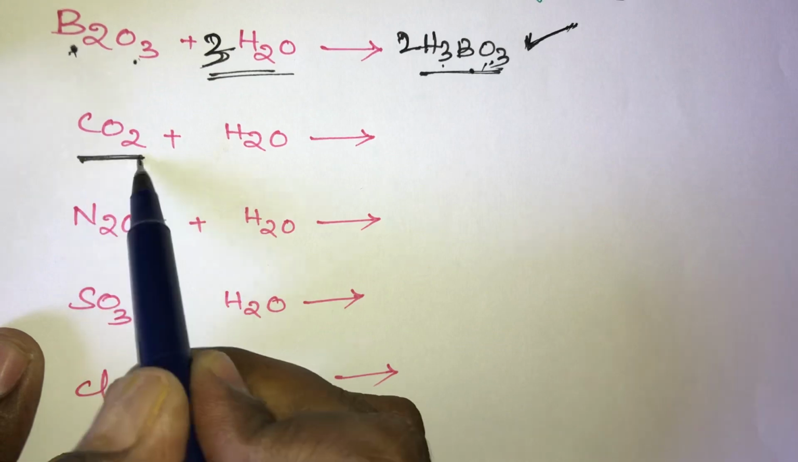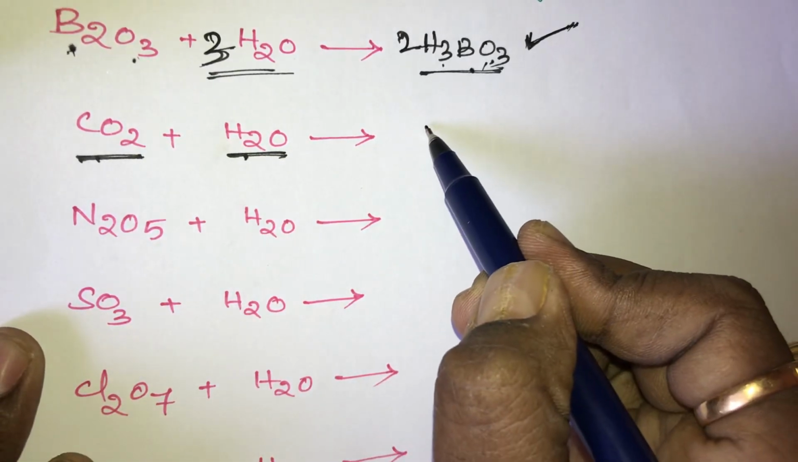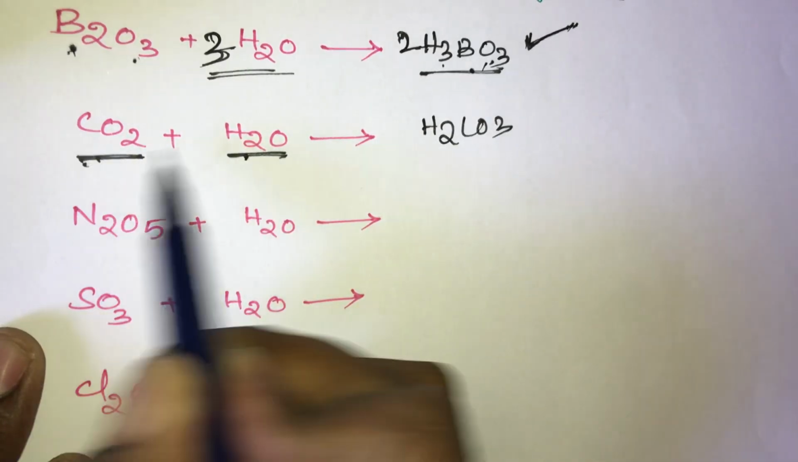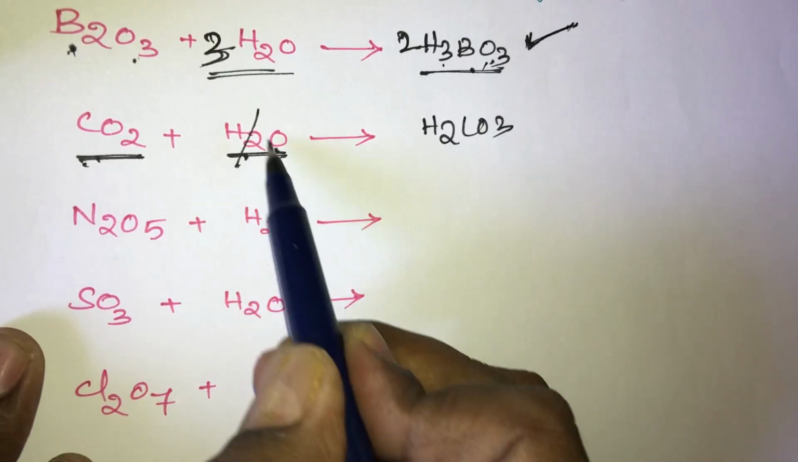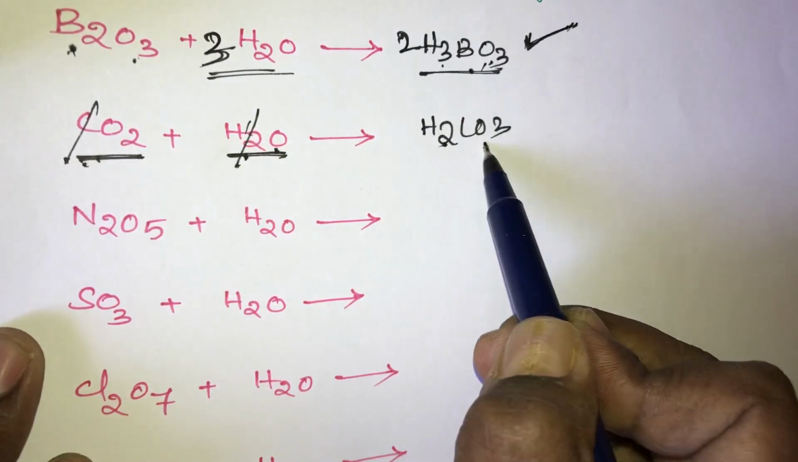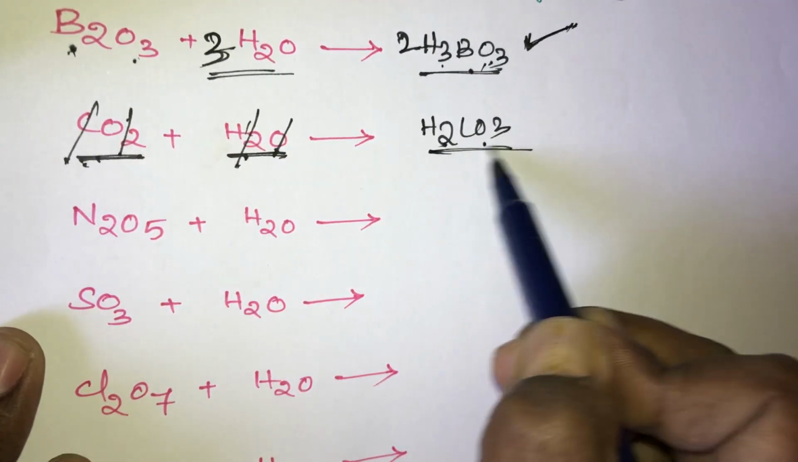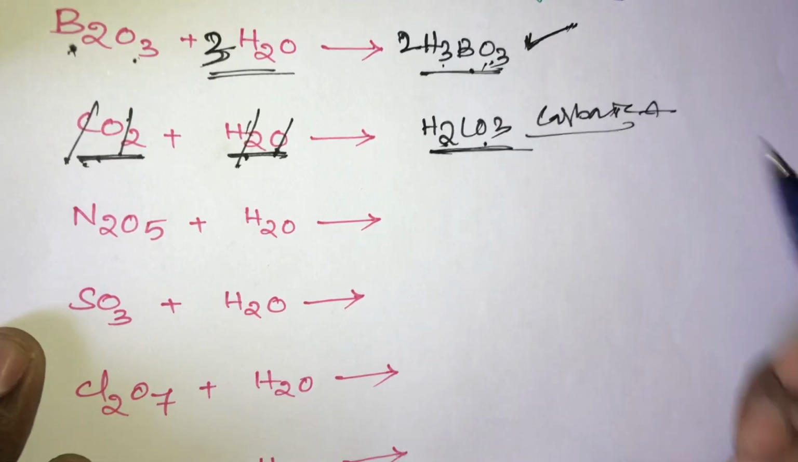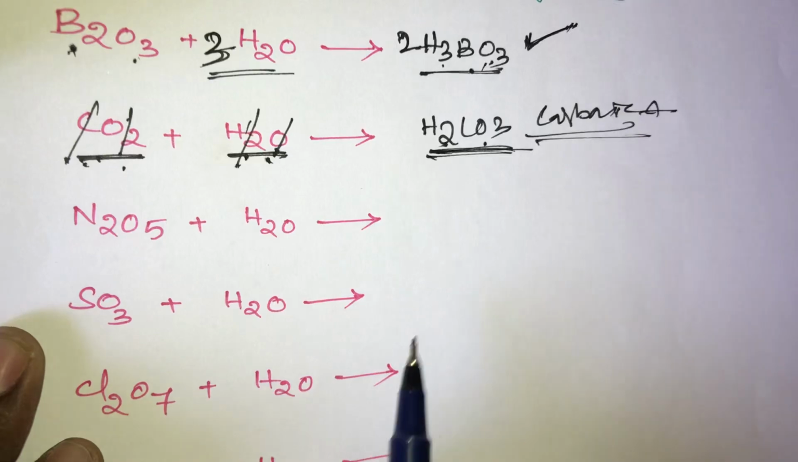And when carbon dioxide dissolves in water, CO2 dissolves in water to form carbonic acid, H2CO3. Write the combination: H2, C. Total oxygens: 2 oxygens from here, 1 oxygen here. So H2CO3, that is carbonic acid. When carbon dioxide dissolves in water, it forms carbonic acid, H2CO3.